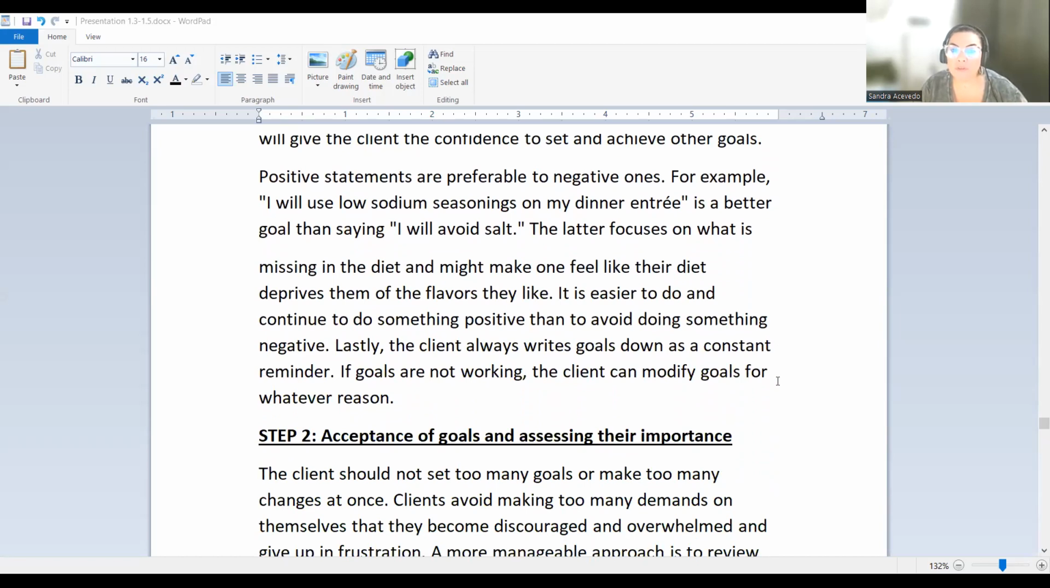Positive statements are preferable to negative ones. For example, "I will use low sodium seasonings on my dinner entree" is a better goal than saying "I will avoid salt." The latter focuses on what is missing in the diet and might make one feel like their diet deprives them of the flavors they like. It is easier to do and continue to do something positive than to avoid doing something negative. Lastly, the client always writes goals down as a constant reminder. If goals are not working, the client can modify goals for whatever reason.